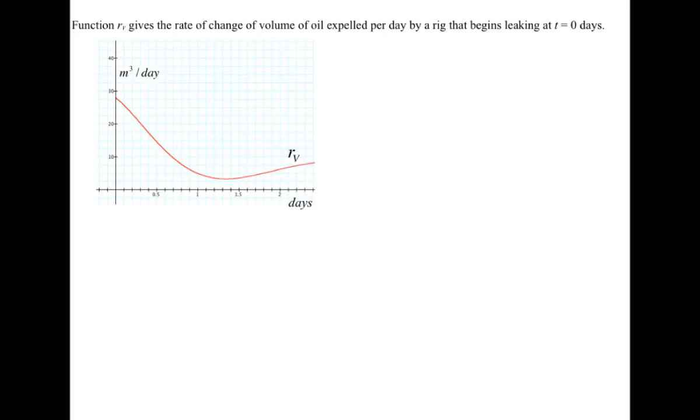Any questions? All right, so function R sub v gives the rate of change of volume. So you can turn over if you want, but I actually have another worksheet for this. It gives the rate of change of volume of oil expelled per day by a rig that begins leaking at t equals 0 days. So at t equals 0 is when an oil rig begins to leak, okay? And then this is the rate of change of oil in meters cubed per day for the number of days since the leak began. Okay? So what do we mean?